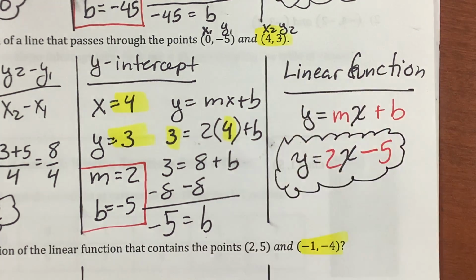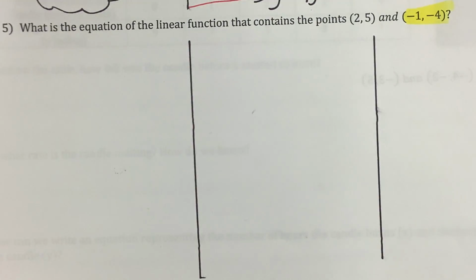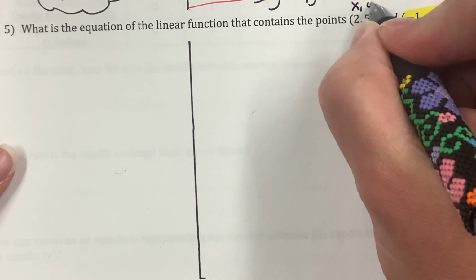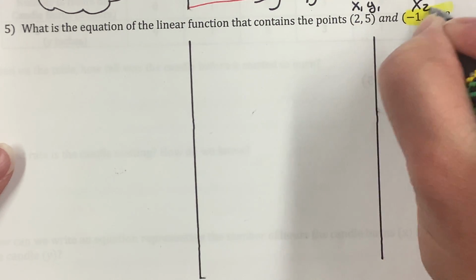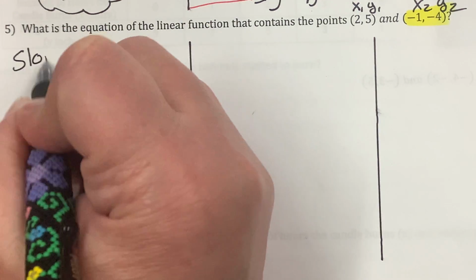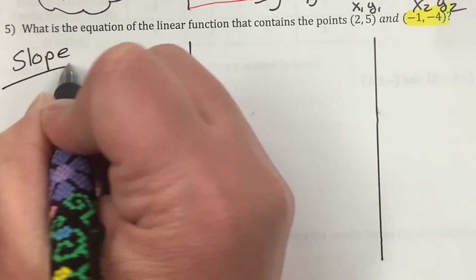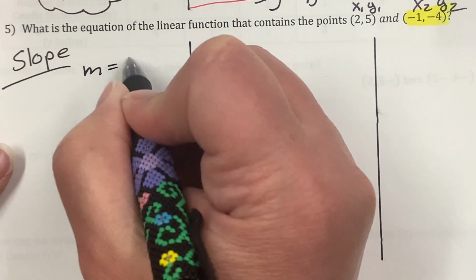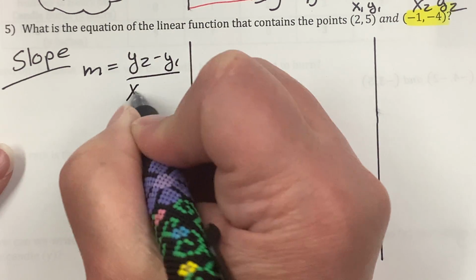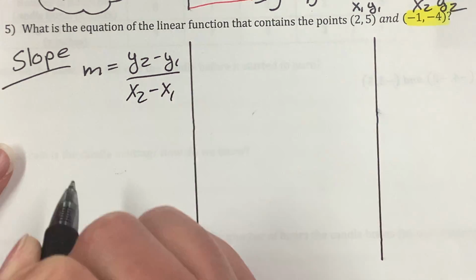Okay, just one more question, we're done with the homework. Well, independent practice, which technically I gave you for homework. So let's look at this one. You have x1, y1, x2, y2. You're doing the slope, which is m equals y2 minus y1 over x2 minus x1.